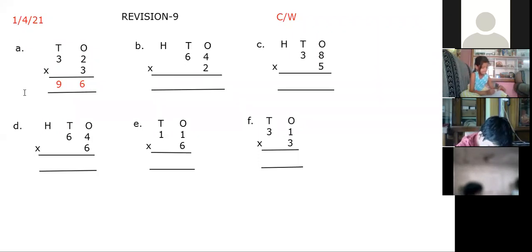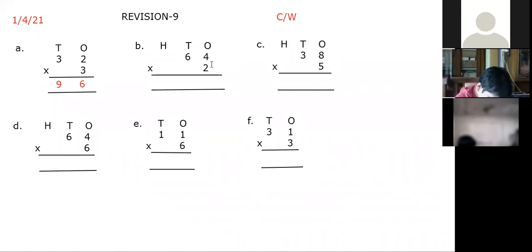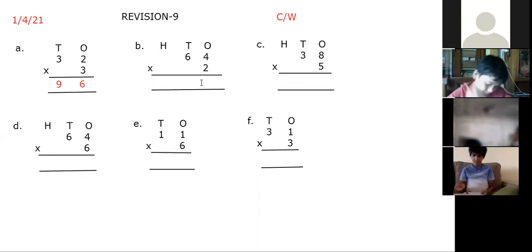Now, next. Shreyan, please unmute yourself and read the second question. You need to read the question first. 64 into 2. Very good. So this is 64 into 2, or you can say 64 multiplied by 2.